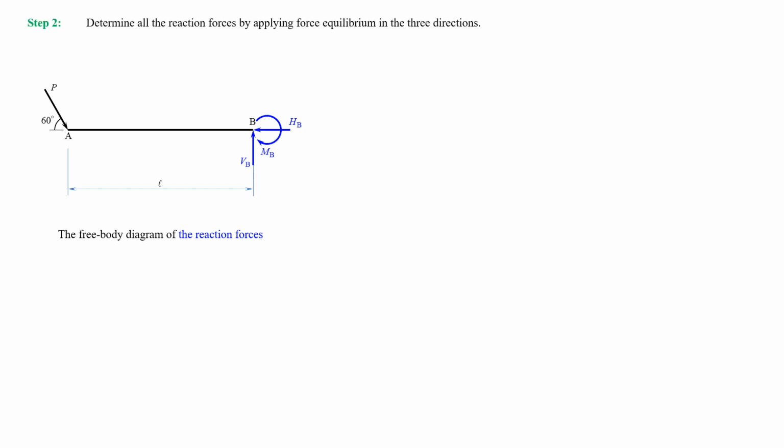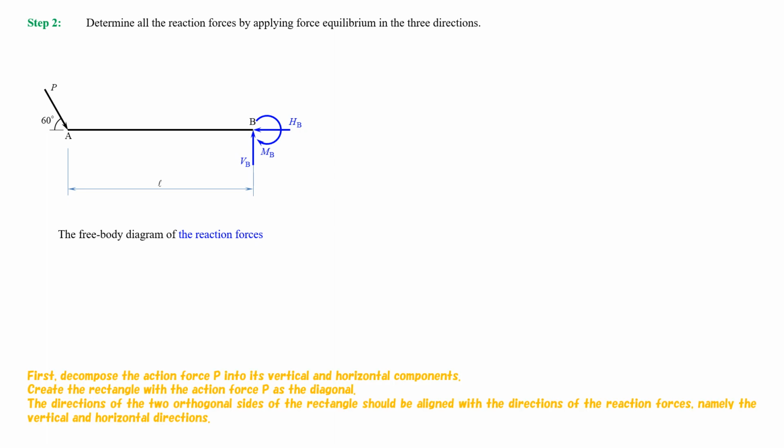Step 2. Determine all the reaction forces by applying force equilibrium in the 3 directions. First, decompose the action force P into its vertical and horizontal components. Create the rectangle with the action force P as the diagonal. The directions of the two orthogonal sides of the rectangle should be aligned with the directions of the reaction forces, namely the vertical and horizontal directions.